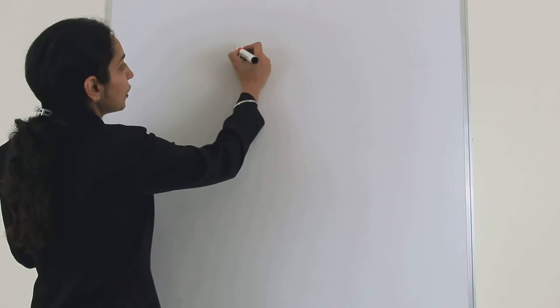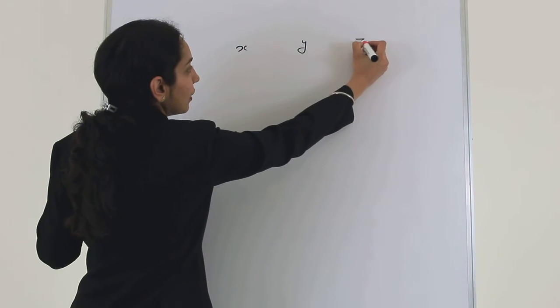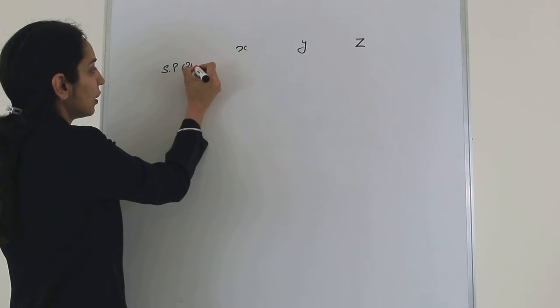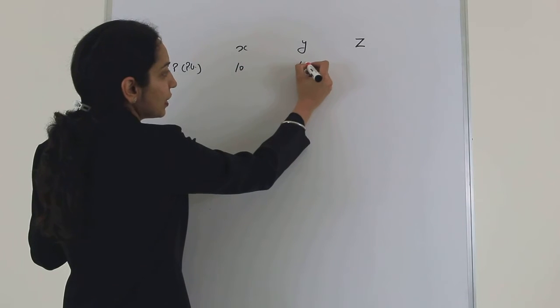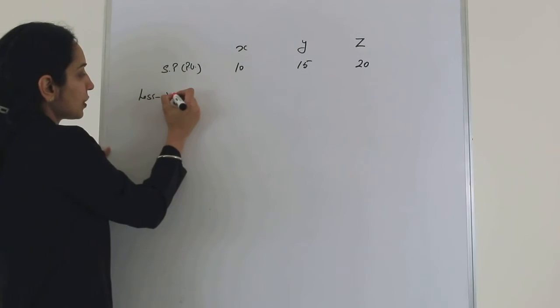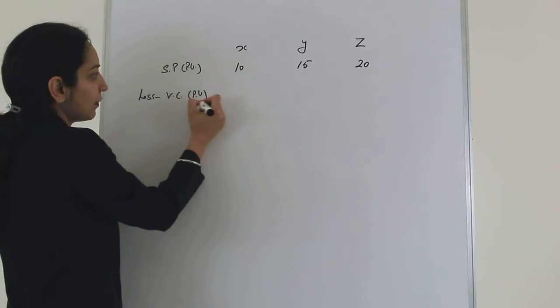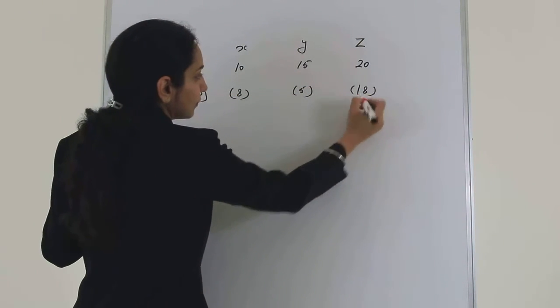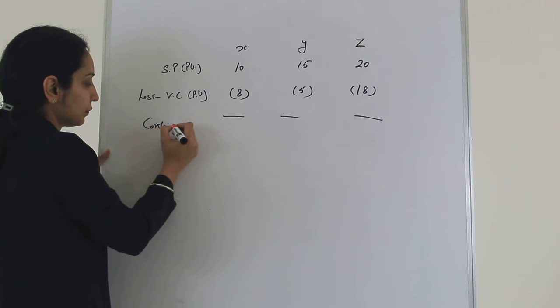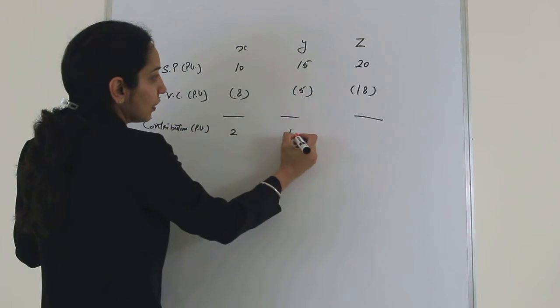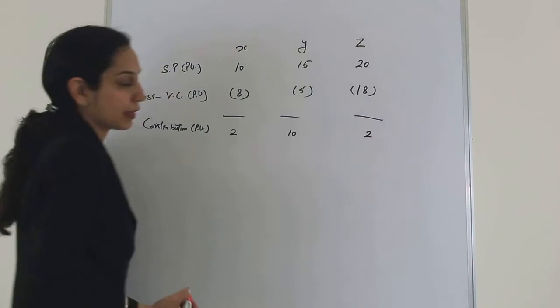Let's say there are three products X, Y and Z respectively. The selling price per unit for X is 10, for Y is 15, for Z it is 20. The variable costs per unit are respectively 8, 5 and 18. In this case, our contribution per unit is going to be 2, 10 and 2 respectively.